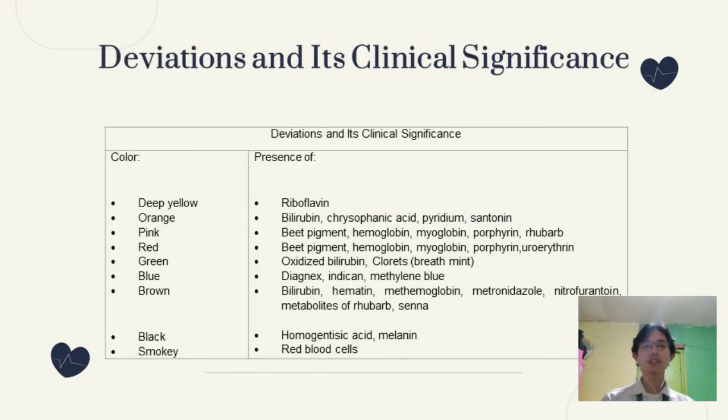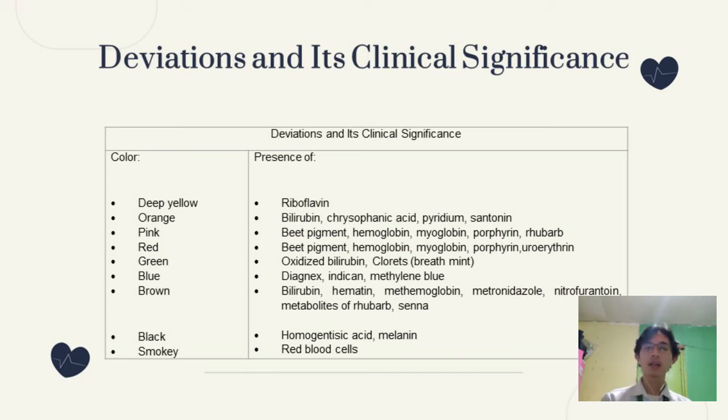For the deviations and their clinical significance, for the colors. For deep yellow, it may indicate the presence of riboflavin. For orange, it may indicate bilirubin, chrysophanic acid, pyridium, and santonin. For pink, it may indicate the presence of beet pigment, hemoglobin, myoglobin, porphyrin, and rhubarb. For red, it may indicate beet pigment, hemoglobin, myoglobin, porphyrin, and uroerythrin.